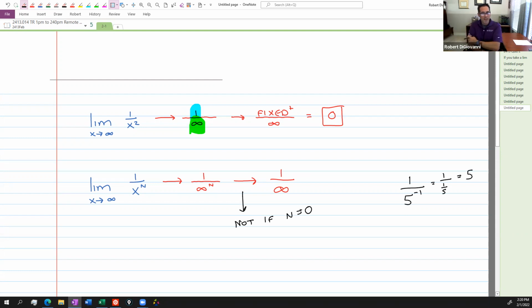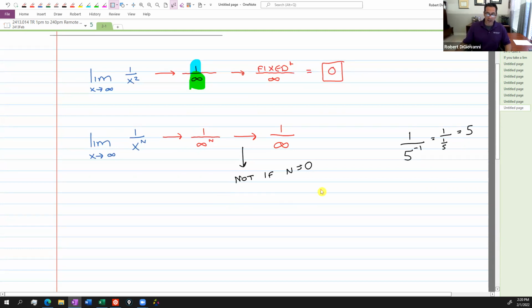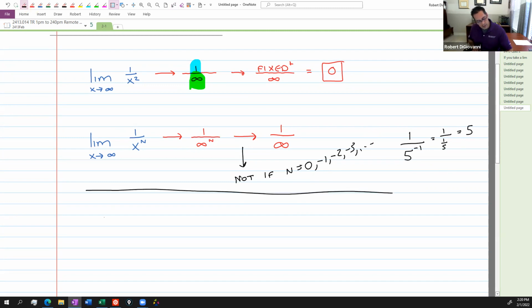So imagine this, if this n was negative, it would actually bring that infinity up to the numerator, right? And now you don't have fixed over infinity anymore. You have infinity on top, which is not good. So we need to eliminate the possibility that n is negative and eliminate n from being zero. So not if n is zero, or -1, or -2, or -3. If any of that, it's not going to work. So let me write it this way. The limit as x goes to infinity of 1/x to the n will be equal to zero if n is greater than or equal to one. So as long as n is a positive number, bigger than one, we should be okay.